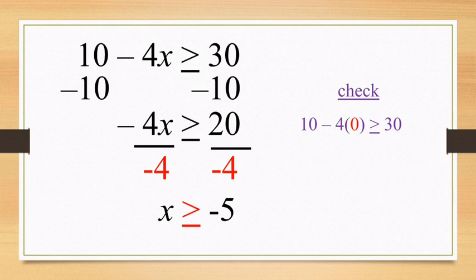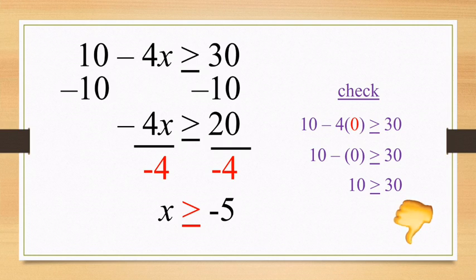So when I go to check it, I plug in a 0. And I do 10 minus 4 times 0, which is 10 minus 0, which is 10. And it says 10 is greater than 30. Well, that's not true, right? And I know that my solution is incorrect because when I went to check it, it was not true. And the reason it's not true is because I forgot to flip the sign once I divided both sides by a negative number, therefore changing the polarity of the inequality and which one's higher and which one's lower.